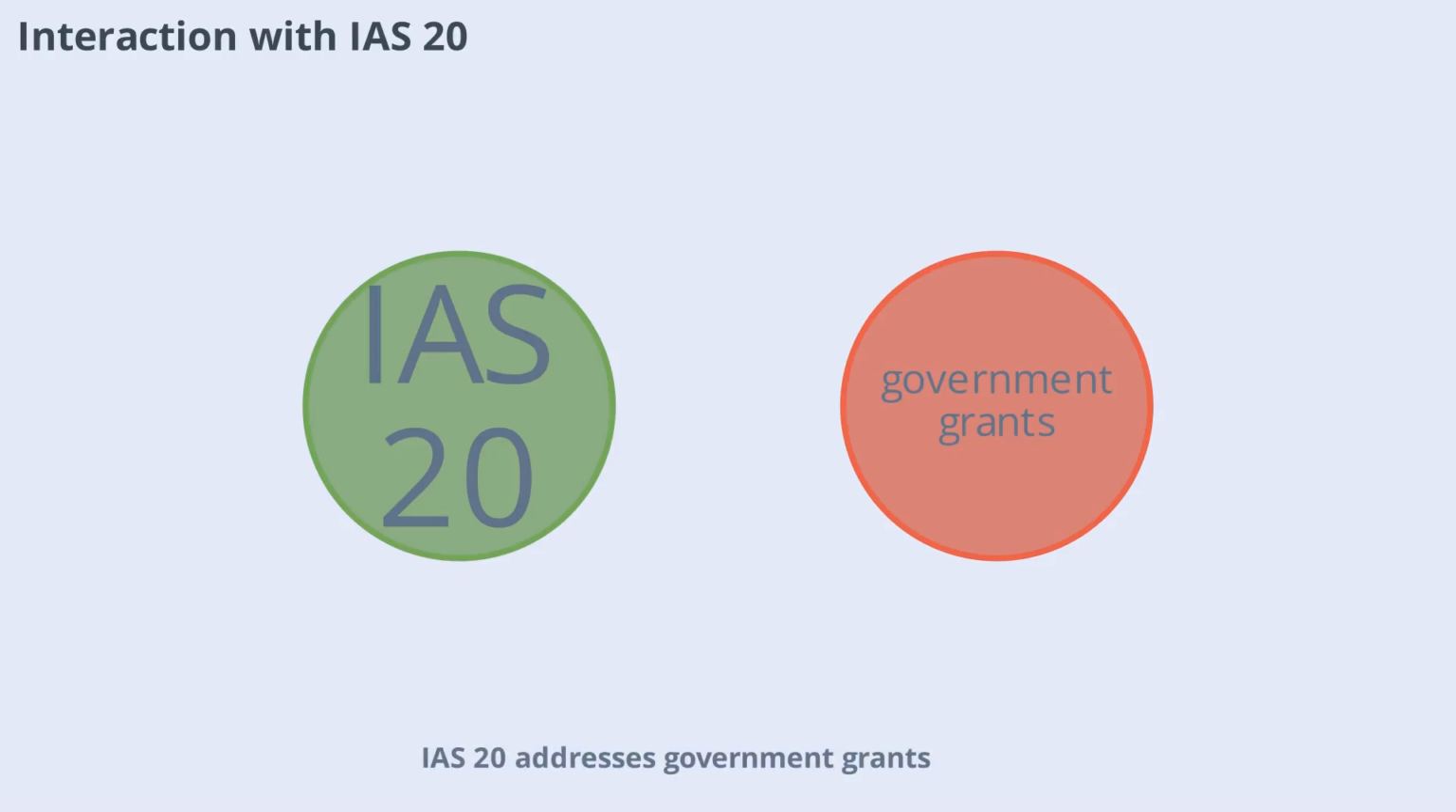IAS 20 addresses government grants. If a PPE asset was acquired with the help of a government grant, derecognition may require adjusting the grant's accounting treatment. Any unamortized portion of the grant related to the asset should be recognized in profit or loss upon disposal. This ensures compliance with both IAS 16 and IAS 20.